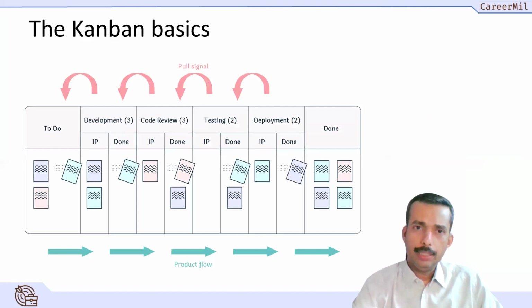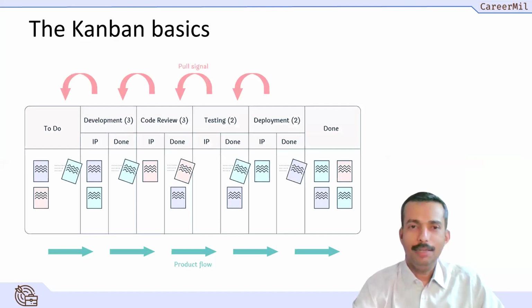So what happens is, let's say, taking an example of development. So you have 3 as the maximum capacity for this. So you cannot have more than 3 items in progress for this particular stage. And once it is done, it moves to the done state or done column of development. And whenever the code review stage has additional capacity, they can pull in work from the done of development into the in progress of code review. So that's a work in progress limit, WIP limit.